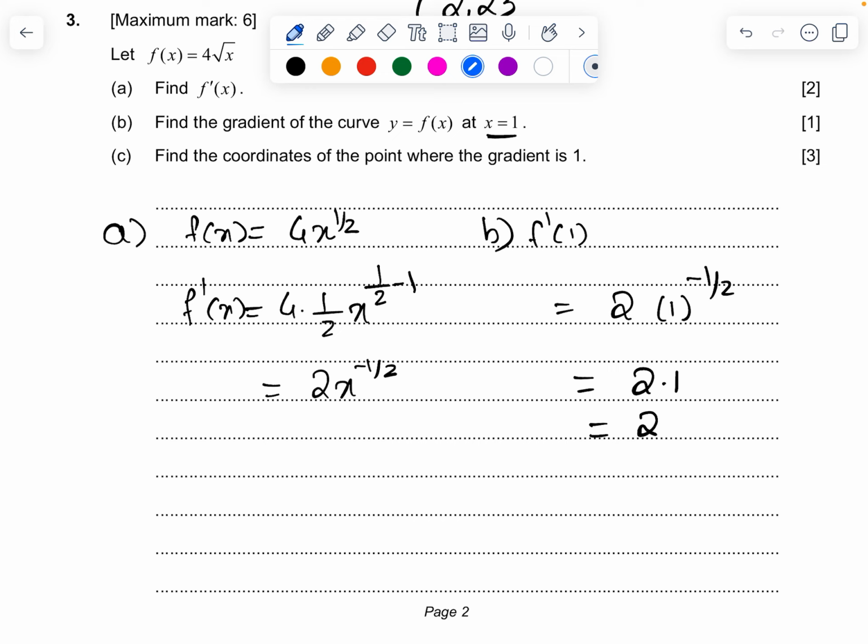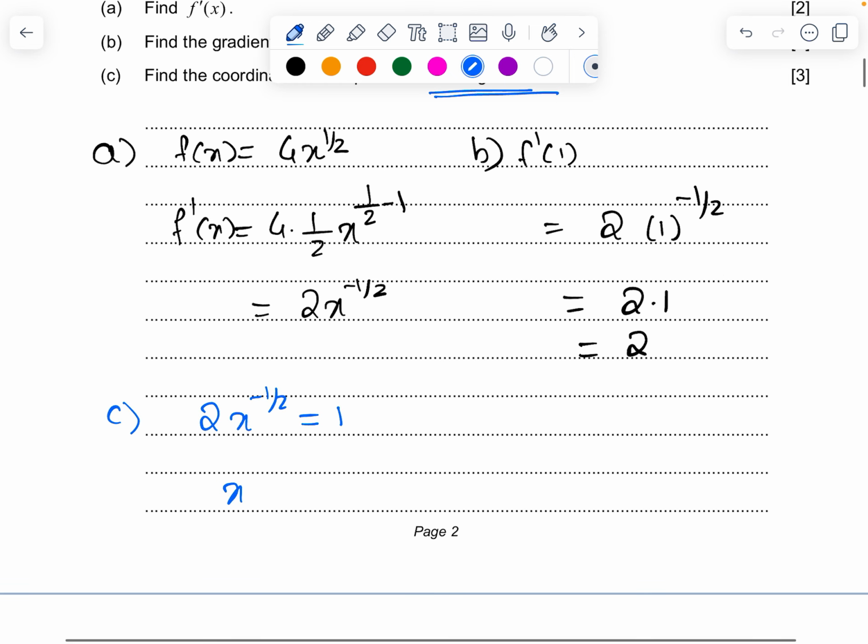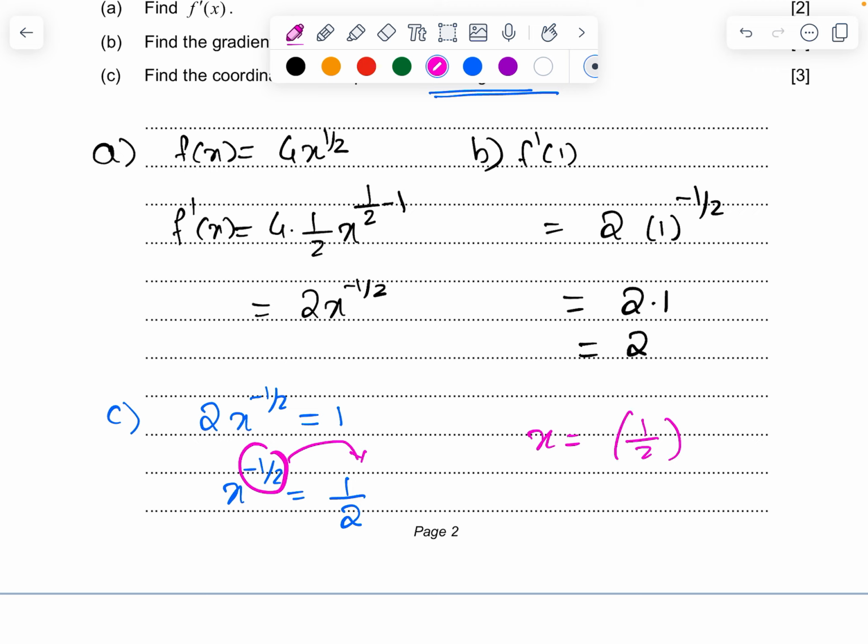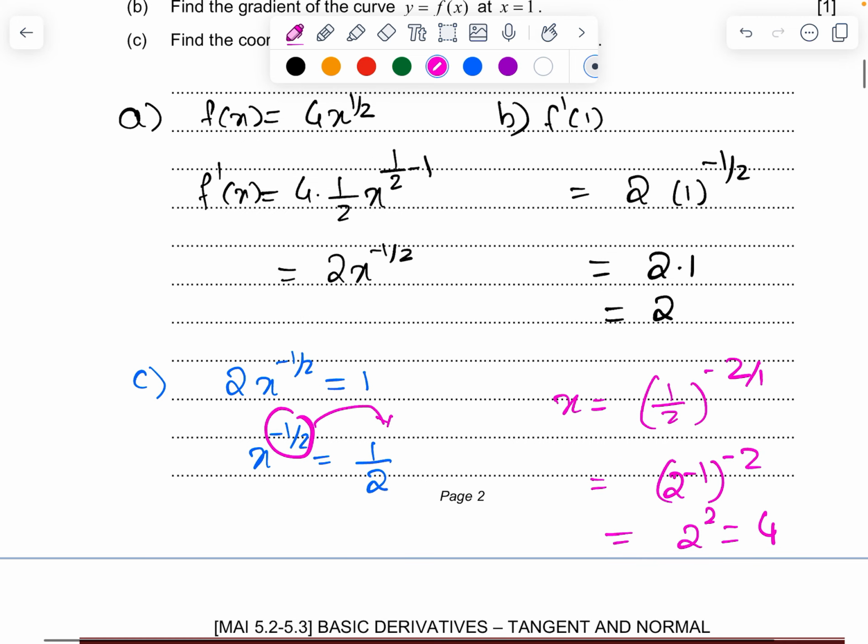Part C, find the coordinates where the gradient is 1. So 2x to the power of negative 1 by 2 equals 1. So x power negative 1 by 2 equals 1 by 2. Then when I move this negative 1 by 2 to the other side, it becomes the reciprocal: 1 by 2 whole to the power of negative 2. Negative 1 by 2 becomes negative 2 by 1. So which becomes 1 by 2 to the power of negative 2, which becomes 2 to the power of 2, which is 4. So what is the value of x? X value is going to be 4.